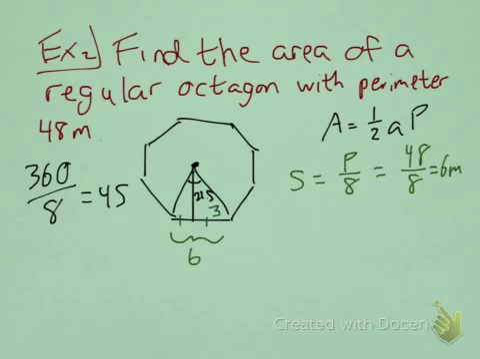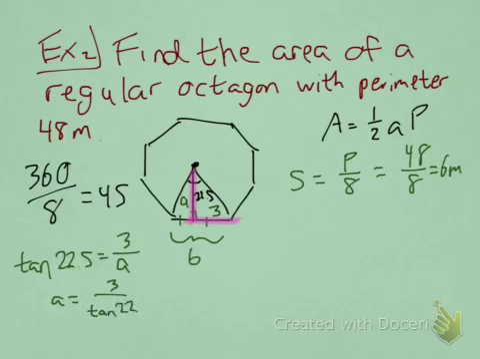So in order to find my apothem, which is this side length here, I need to again use a trig function. I have a 90-degree angle, I have both of the legs, and I have an angle. So I'm going to use tangent. Tangent of 22.5 is what? The opposite, which is 3, over the apothem, which is A. So when I solve this, I get A equals 3 over tan 22.5, which you're going to type into your calculator. 3 divided by tangent of 22.5 gives you 7.24.